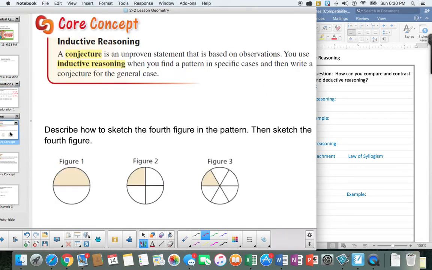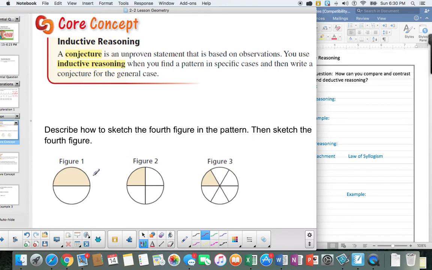What do we call this? Well, we call this inductive reasoning. A conjecture is an unproven statement that is based on observation. So all my conclusions were conjectures, and this is called inductive reasoning. Let's do it one more time. Describe how to sketch the fourth figure in the pattern.